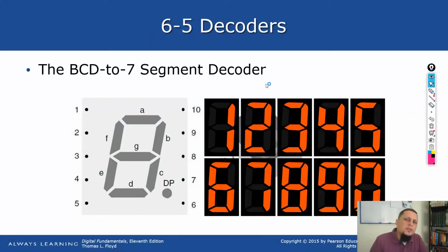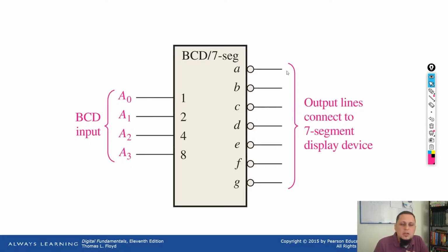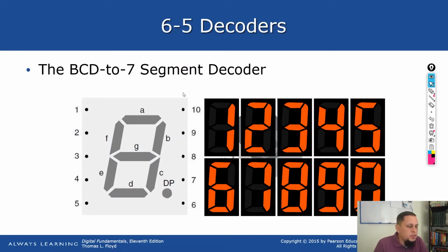There are many different types of decoders. I will not go into each of them, so you can just refer to your book. Basically the concept is always the same. For example, here you can see the BCD to 7-segment decoder.